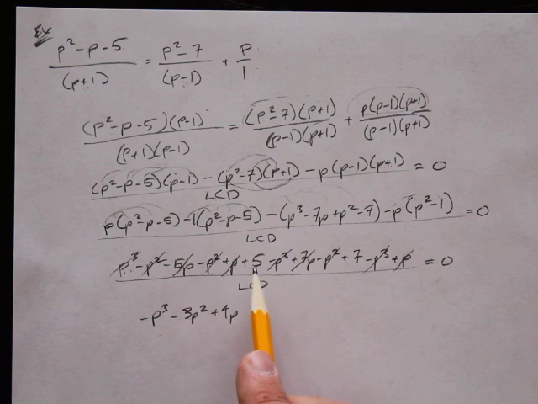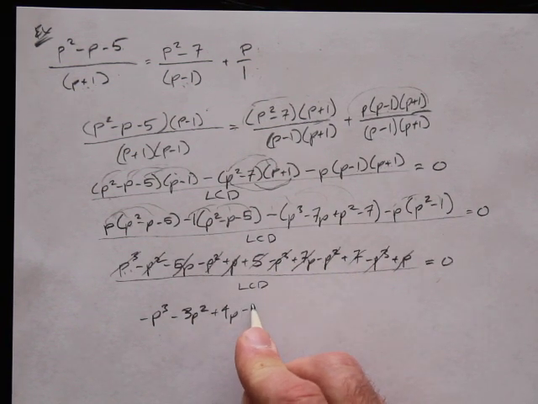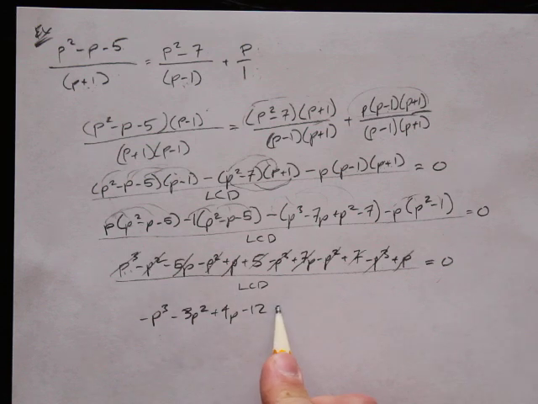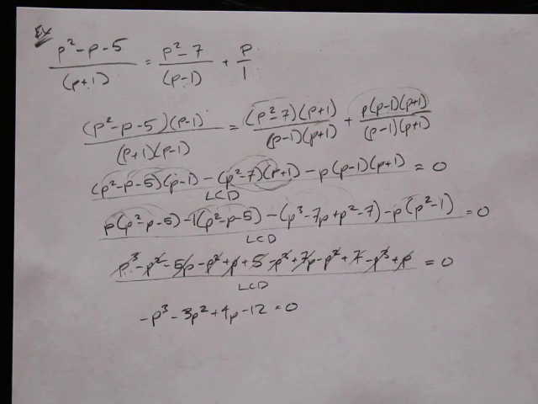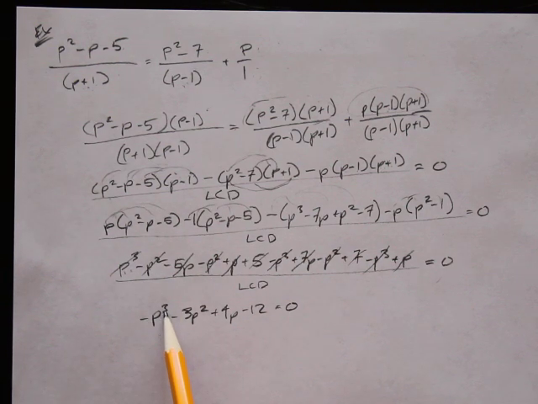And then I have a positive 5 and a positive 7. That gives me positive 12 equals 0. Okay, I'm ignoring my common denominator altogether right now. Now, I've got a negative p cubed here, and I want to factor this mess. I'm going to move everything over to the right.